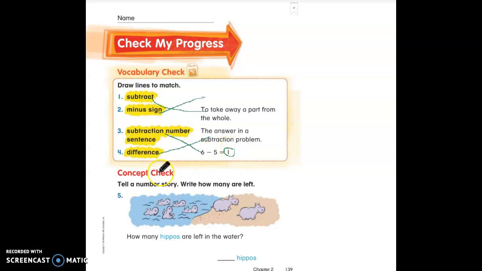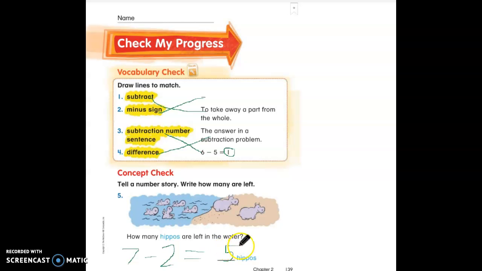All right, so we're going to tell a number story next about these hippos. Write how many are left. So I know I have 5 here and I have 2 here, and I know that 5 plus 2 is 7. So we're going to say that there are 7 hippos, and we're going to take away 2 hippos who are walking away. And it is going to be equal to how many are in the water right now. How many are left? 1, 2, 3, 4, 5. So put your 5 down.